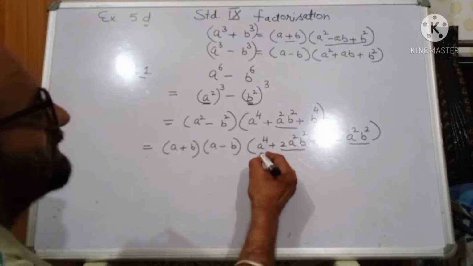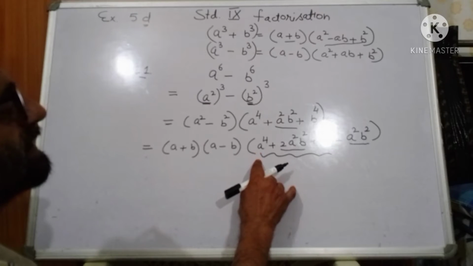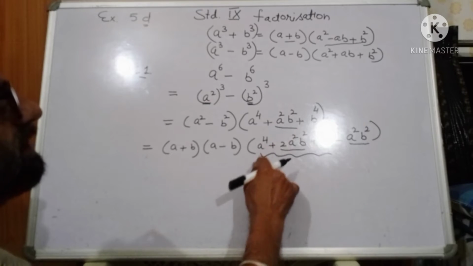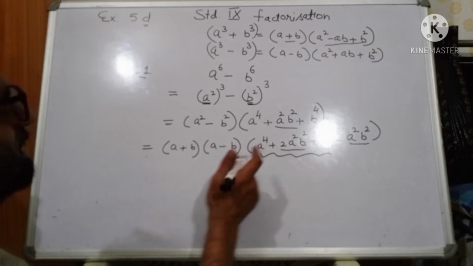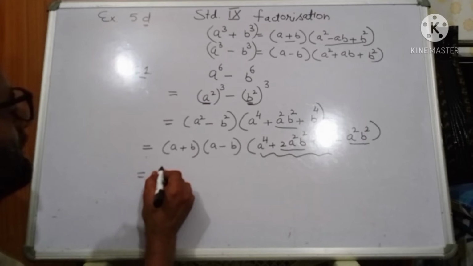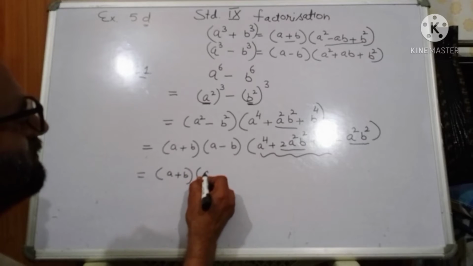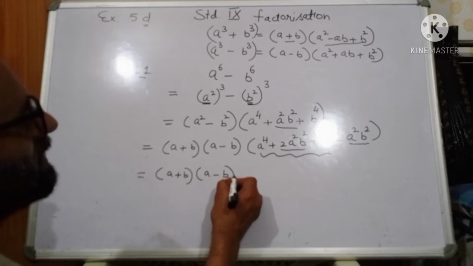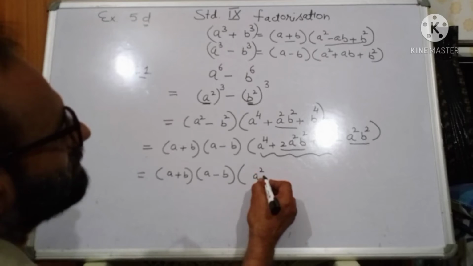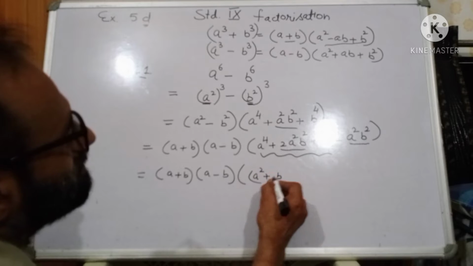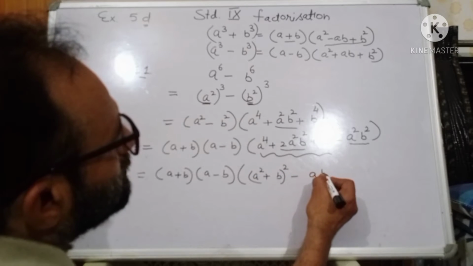Now just see, for these three terms square is completed. It is a square plus b square the whole square. X square plus y square plus 2xy. So it becomes a plus b into a minus b into a square plus b square the whole square minus ab the whole square.